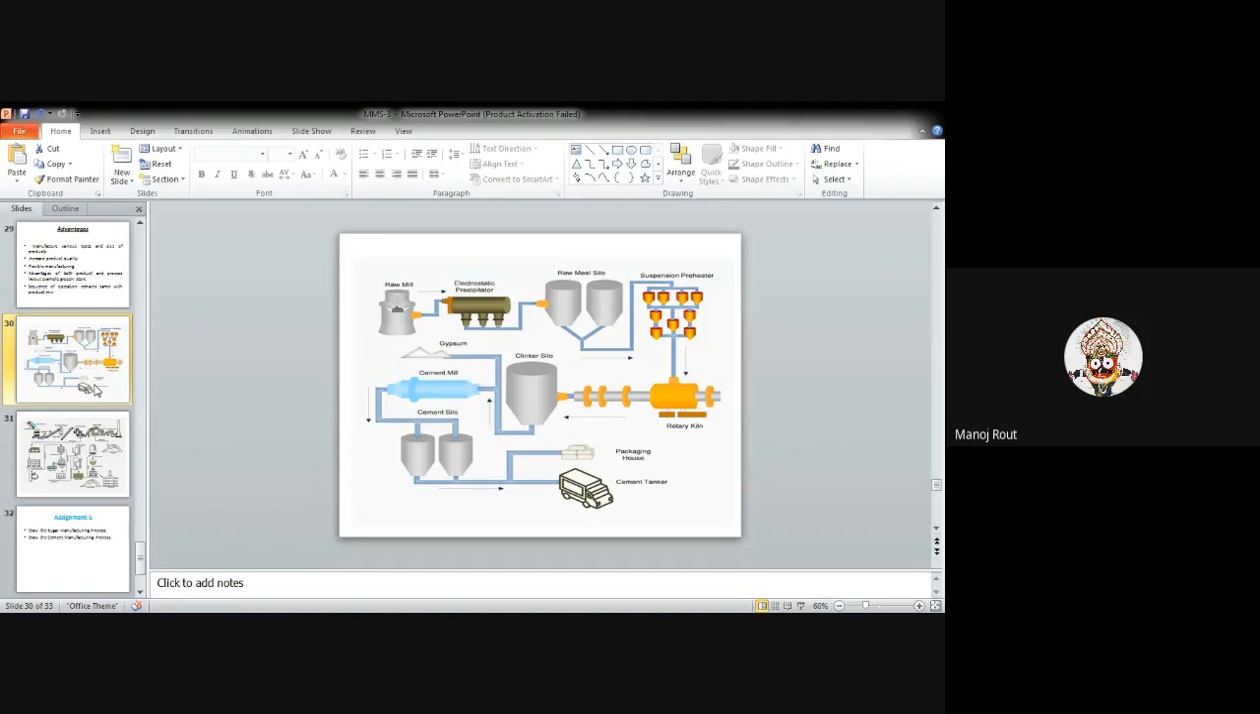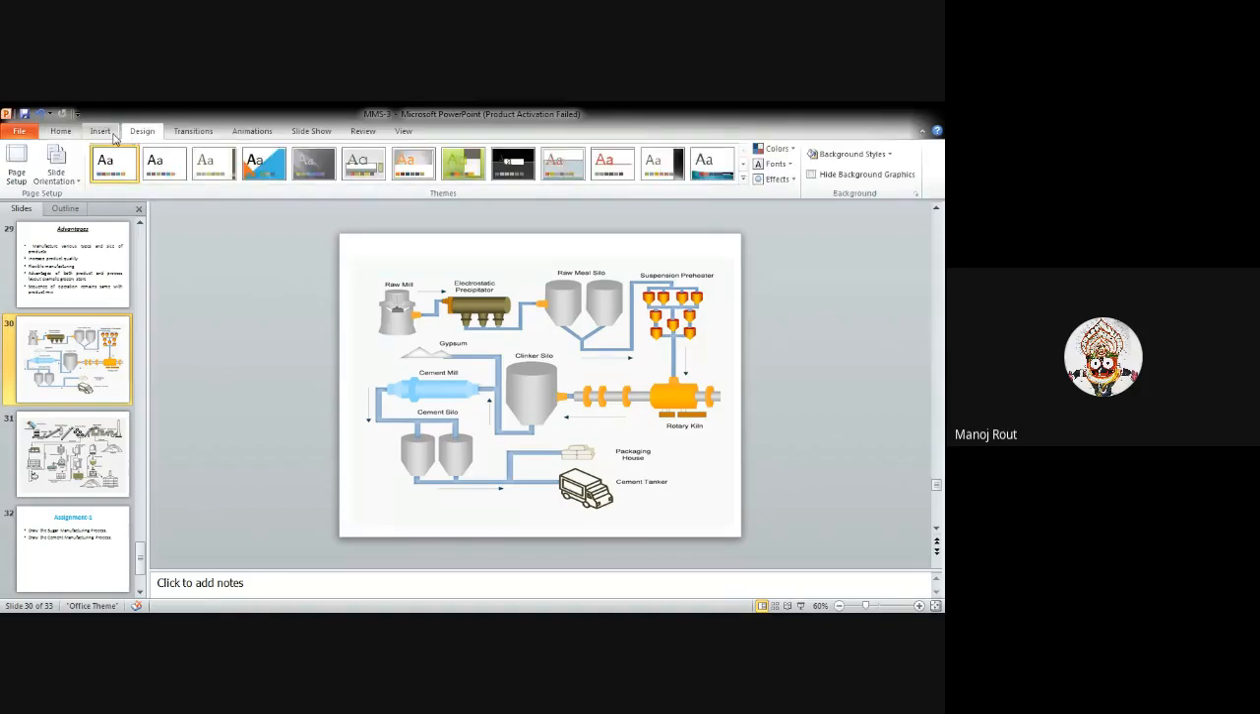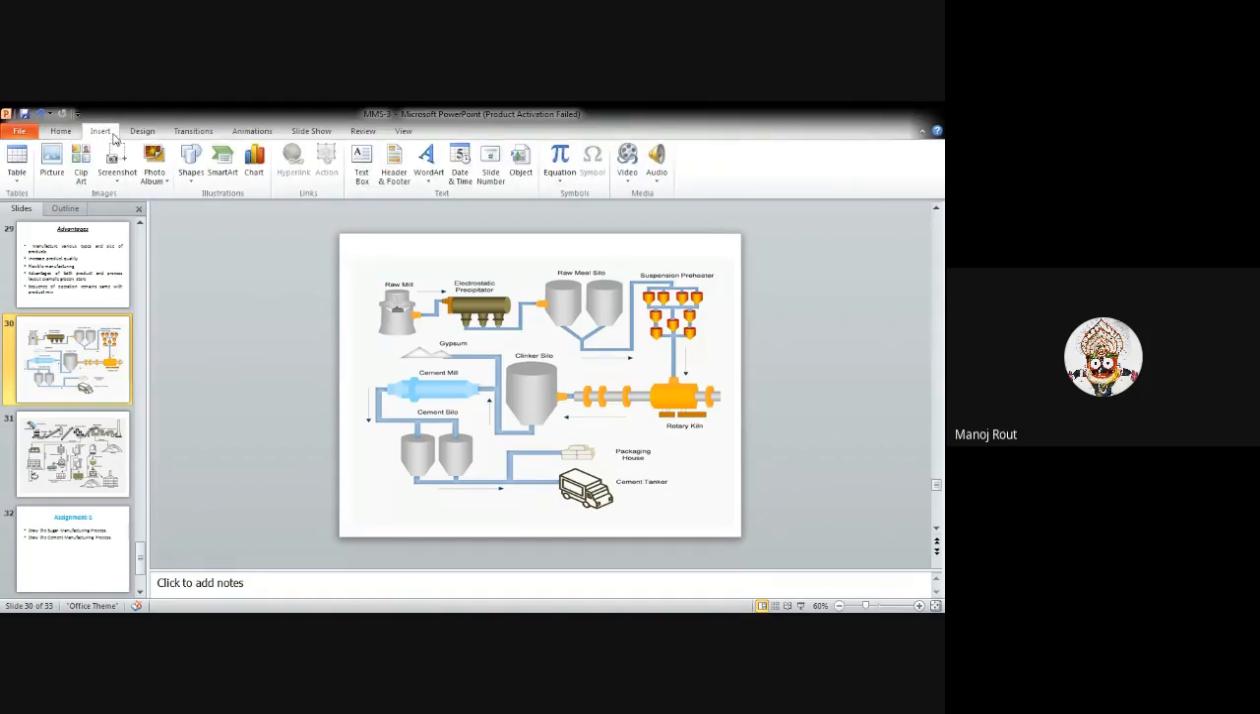You can use MS Word. In MS Word, in the top tool bar, there is insert, and under insert there are shapes. Clear? Okay, I will share the screen, that will be easier for you.